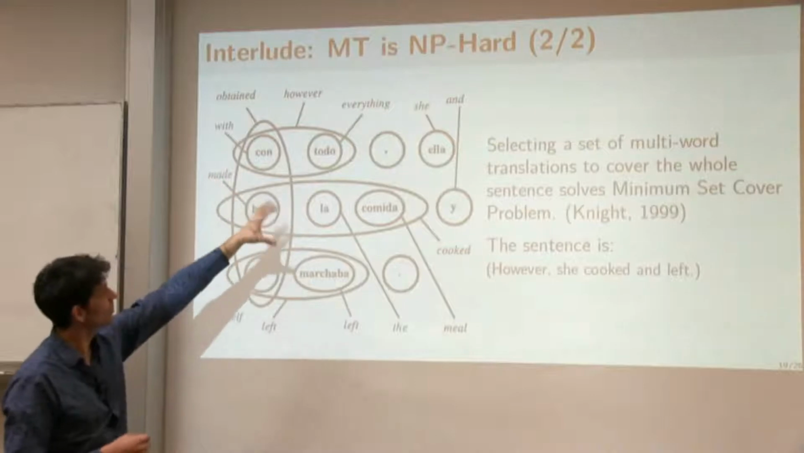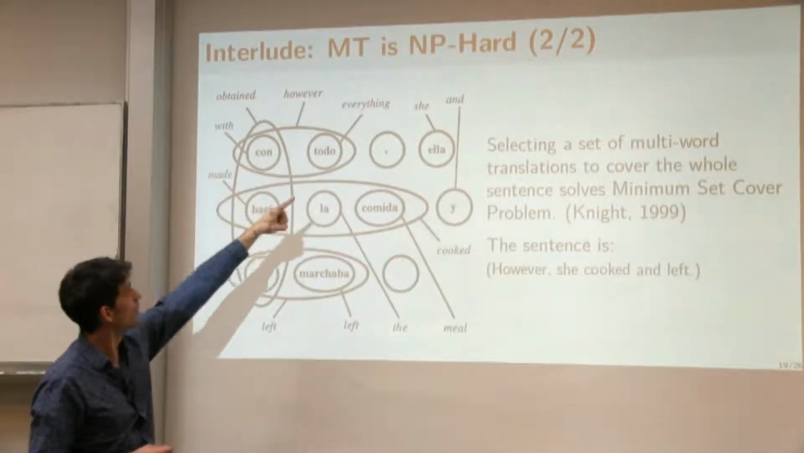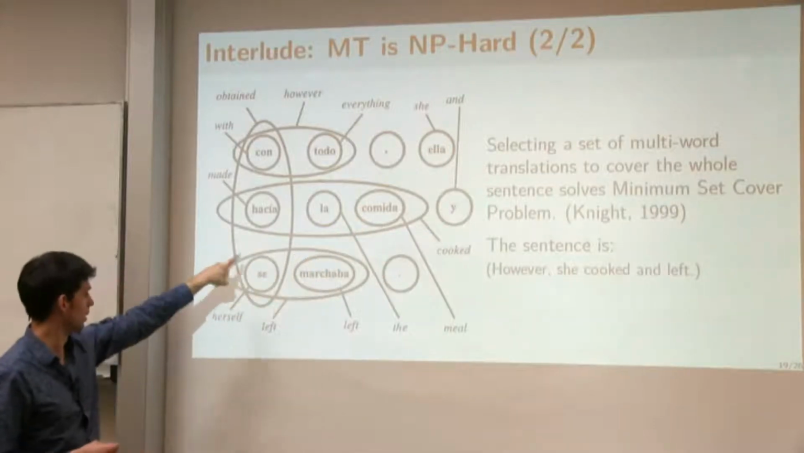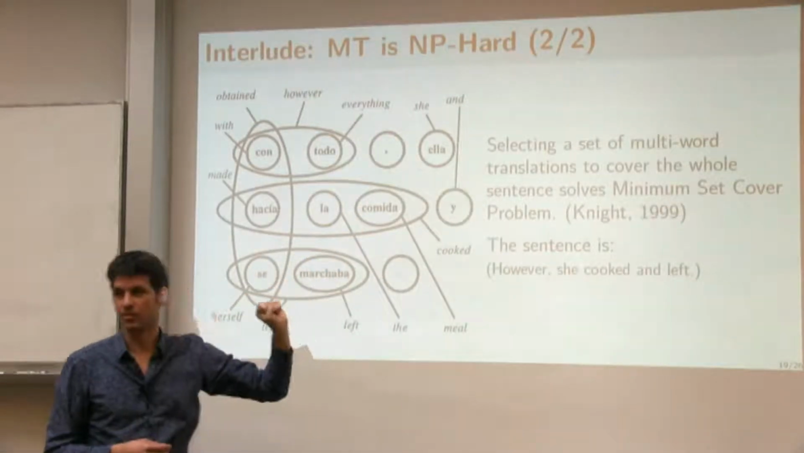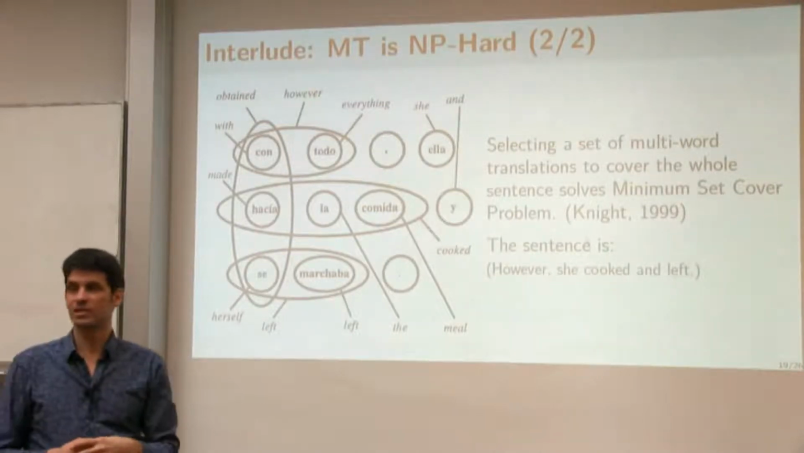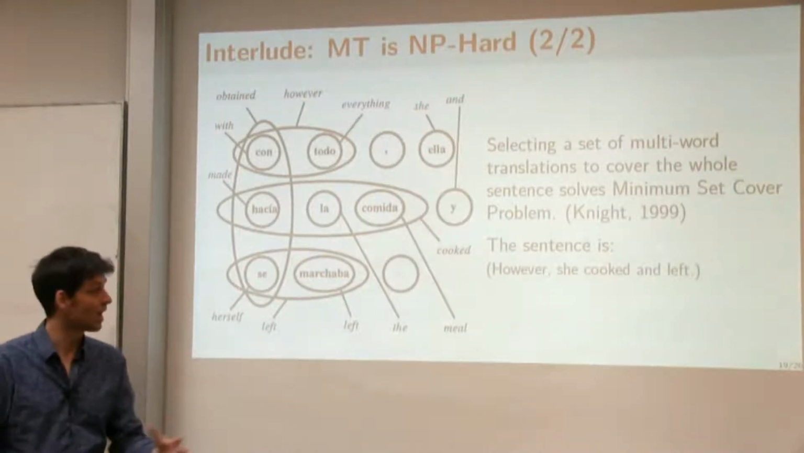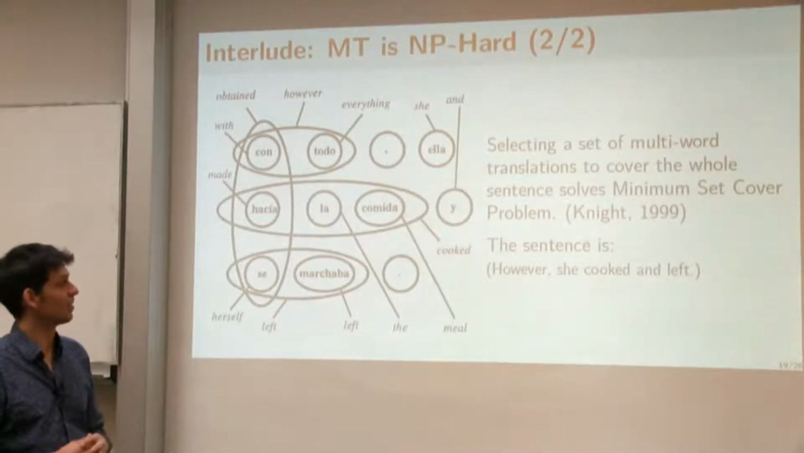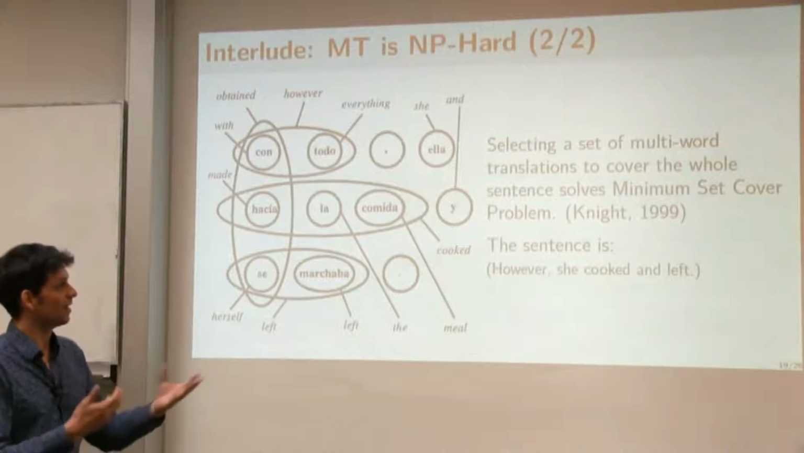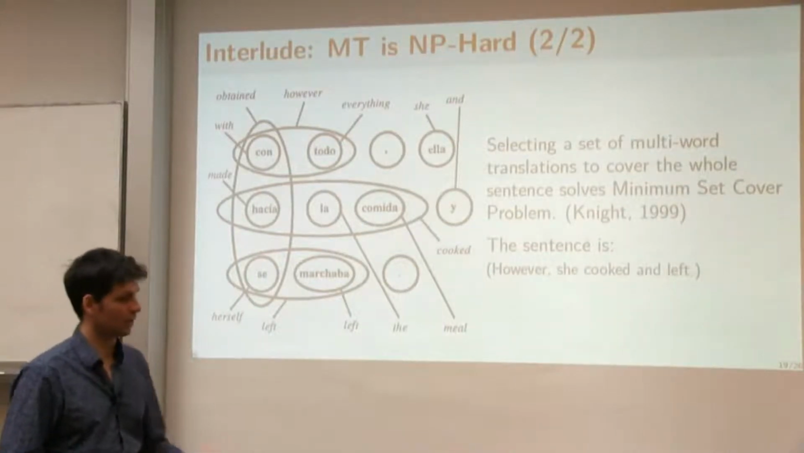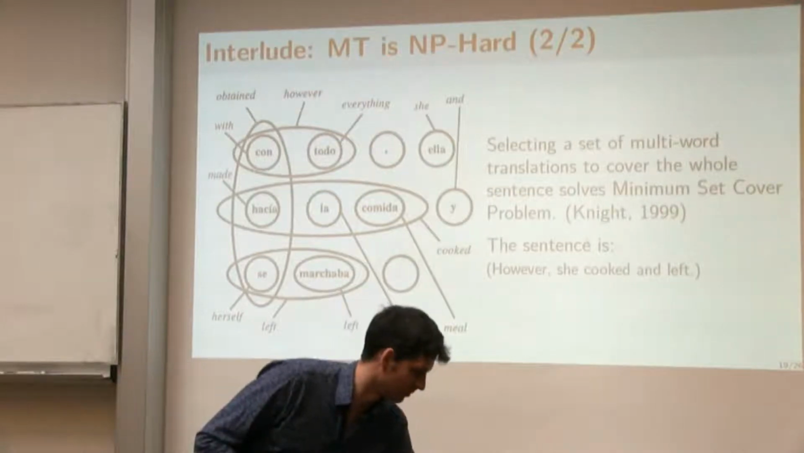So the translations of these are "however," comma, "she cooked and left," full stop. Yeah. So again, the magical MT system did this in polynomial time, so it was able to solve the minimum set cover in polynomial time. If P does not equal NP, then we can conclude that machine translation is NP hard.